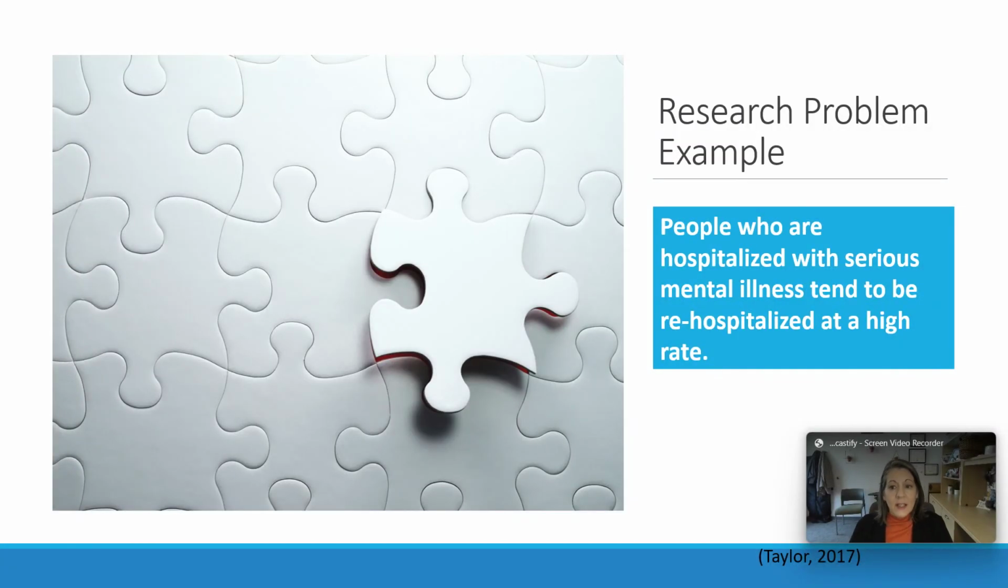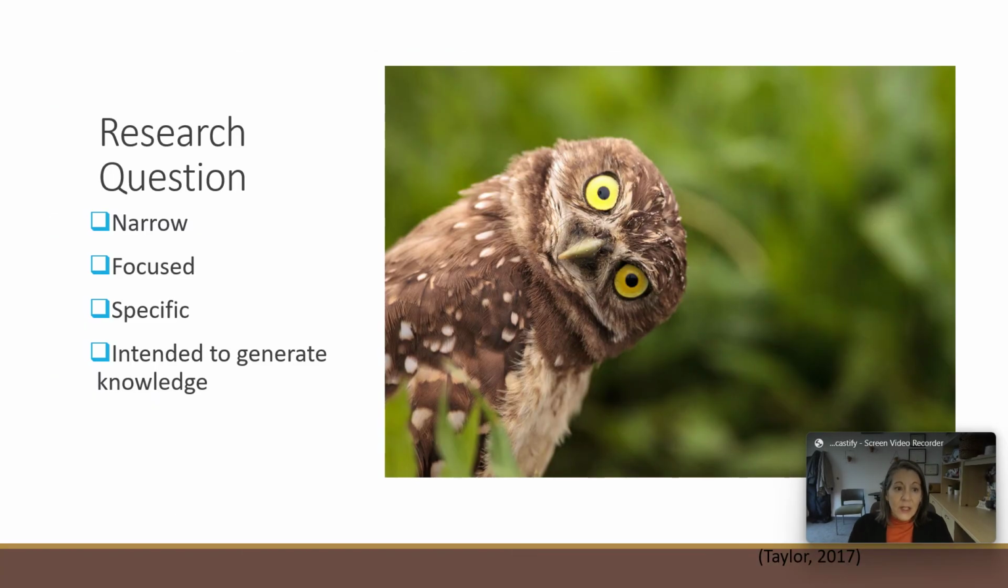So here's an example of a research problem. People who are hospitalized with serious mental illness tend to be re-hospitalized at a high rate. So maybe this is something that we noticed in practice, and when we investigated the literature, we found that it's also documented in the literature. So now we're going to move on to our research question.